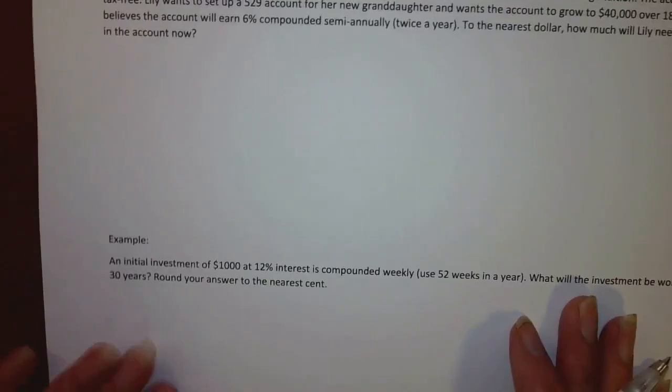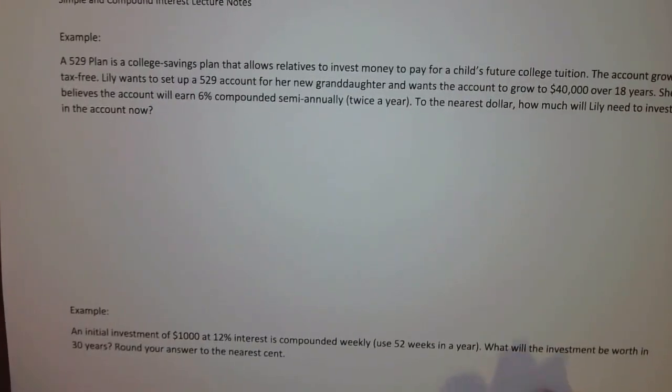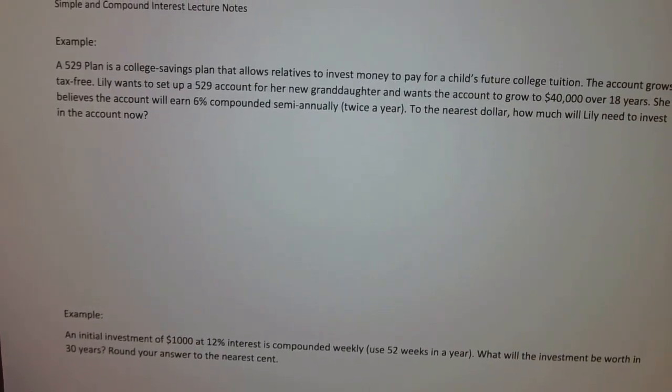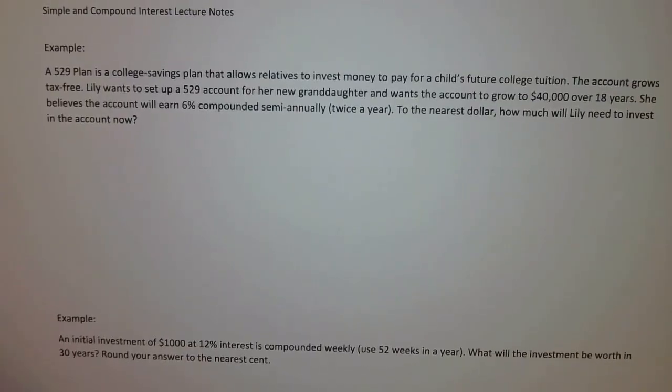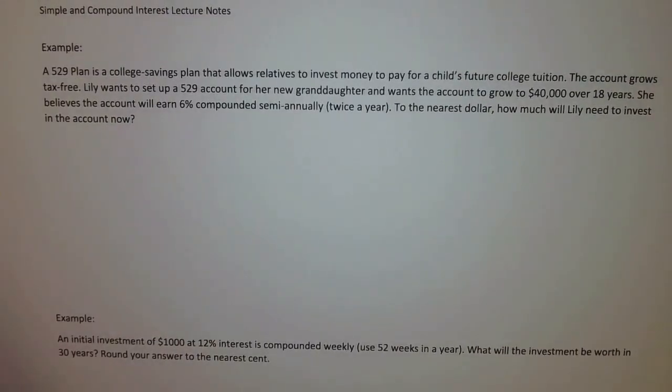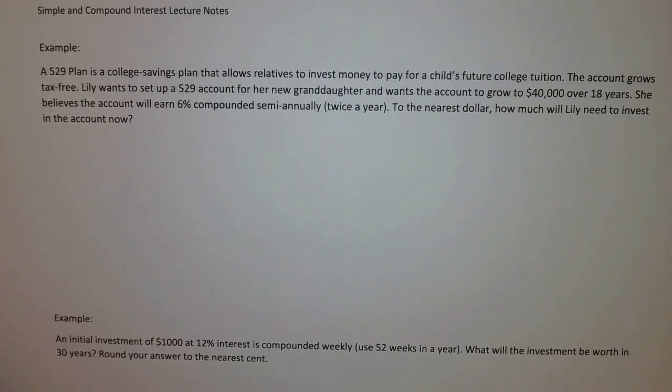Alright, another example. A 529 plan is a college savings plan that allows relatives to invest money to pay for a child's future college tuition. The account grows tax-free. Lily wants to set up a 529 account for her new granddaughter and wants the account to grow to $40,000 over 18 years. She believes the account will earn 6% compounded semi-annually, which is twice a year. To the nearest dollar, how much will Lily need to invest in the account now?